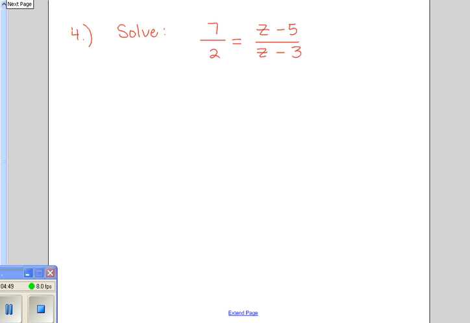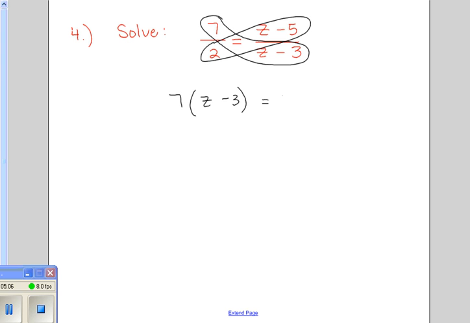Solve 7 over 2 is equal to z minus 5 over z minus 3. It's going to use the same property, cross multiply. 7 times (z minus 3) is equal to 2 times (z minus 5). Always put your binomials in parentheses. This means I have to distribute 7 times z, 7 times negative 3, is equal to, distribute the 2, would give me 2z minus 10.